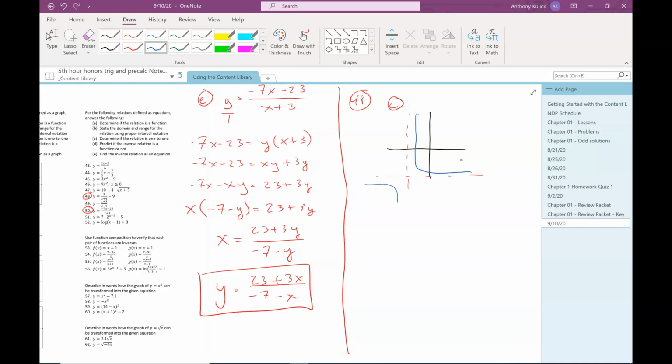So what I'm looking at for the graph is whether it passes a horizontal line test. That's probably going to be the easiest way to tell if something is 1-to-1 if you're given a function written as an equation like this. So here, is there any horizontal line I can draw that intersects this graph more than once? No. So it passes the HLT. So it is 1-to-1.